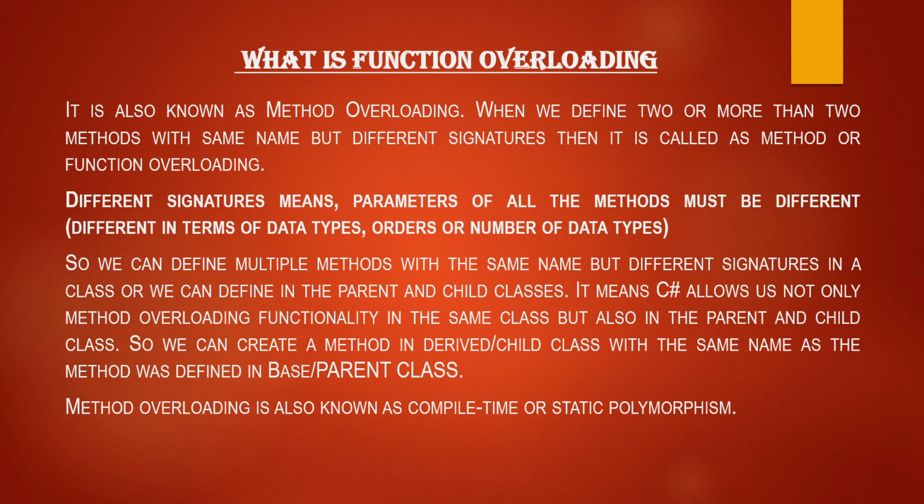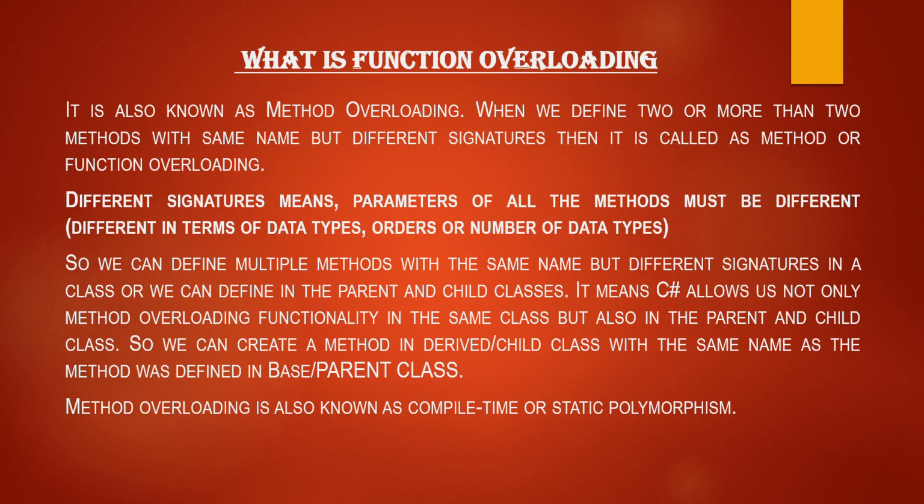So what is function overloading? Function overloading is also known as method overloading. When we define two or more than two methods with the same name but different signature, then it is called method or function overloading. Different signature means parameters of all the methods must be different. Different in terms of data type, different in terms of order, or different in terms of number of data types.